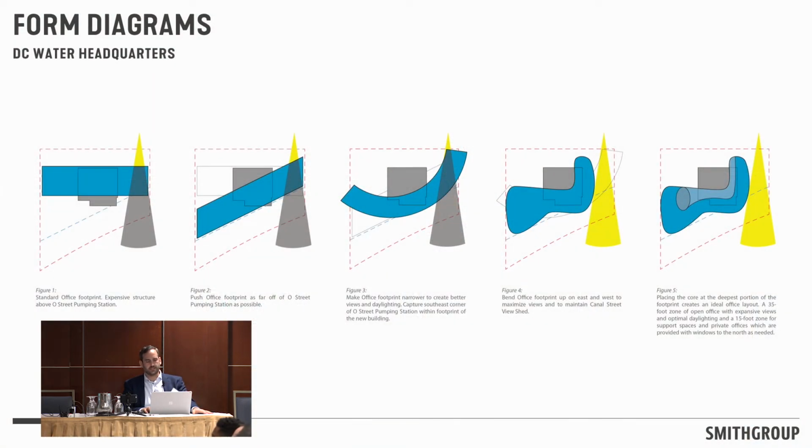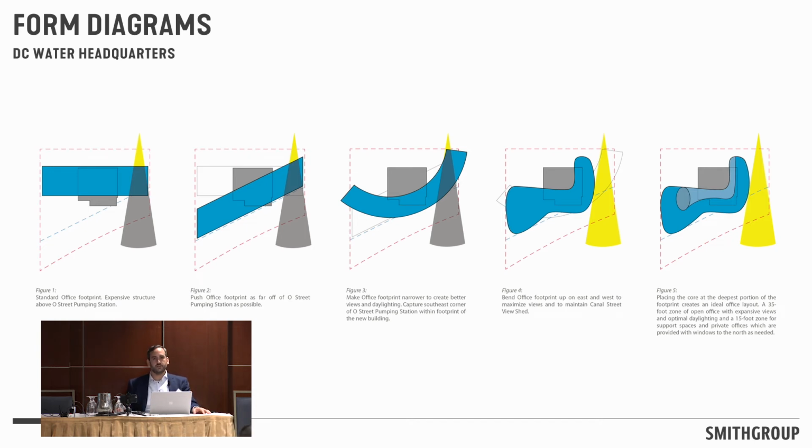Just to understand a little bit of the basics, I think it's really important to understand that in plan, this ended up being a fully curvilinear building, and you'll understand why that's important in the beginning. But the form diagrams show a simple bar, an ideal office space that gets pushed around an existing pump station on site.